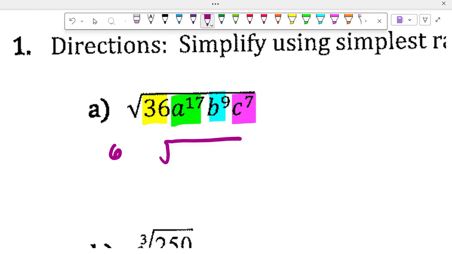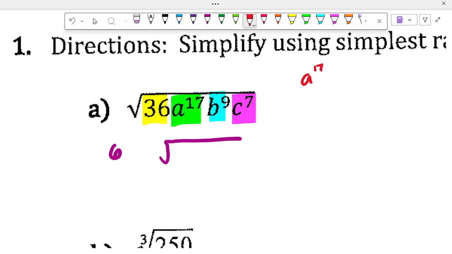Now, a to the 17th. Remember, since we're dealing with perfect squares, any exponent that's a multiple of 2, meaning that it can be divided by 2 evenly, is a perfect square when it comes to exponents. So like x squared, x to the 4th, x to the 6th, x to the 8th, those are all perfect squares. Now, a to the 17th, 17 is an odd number.